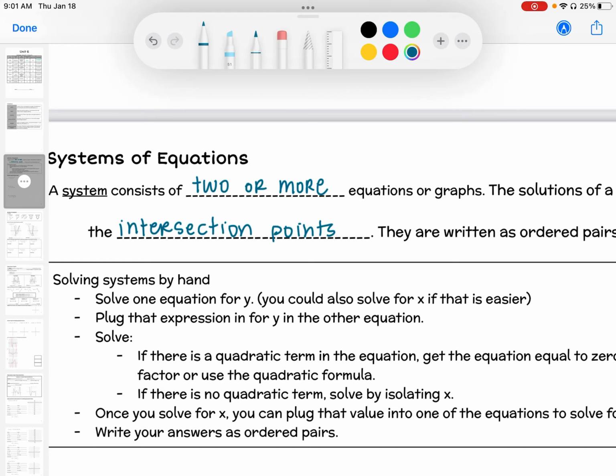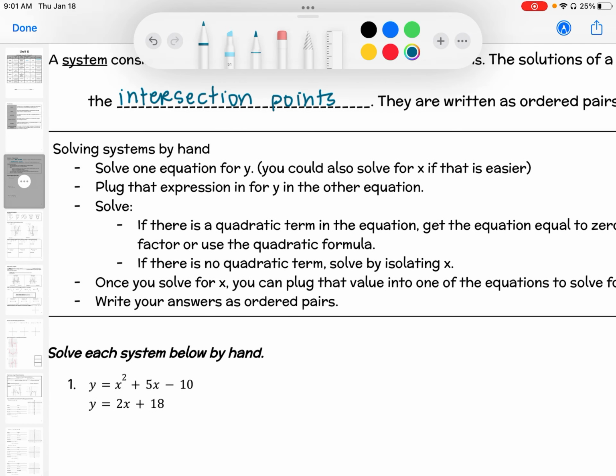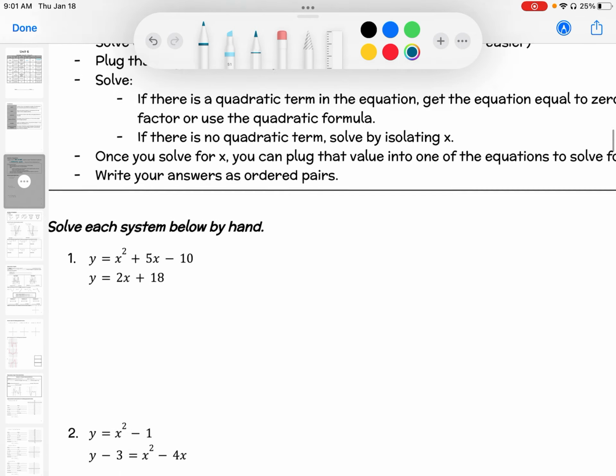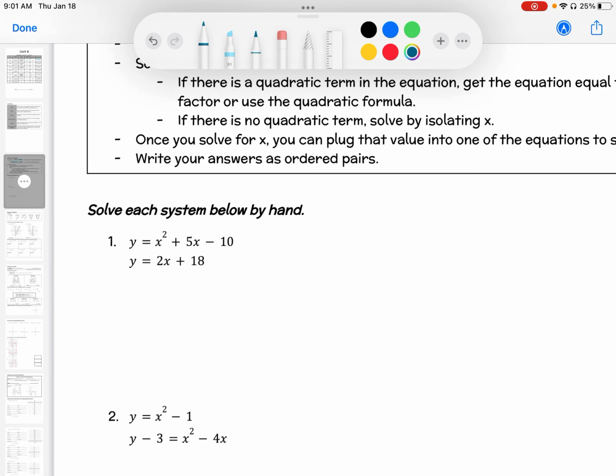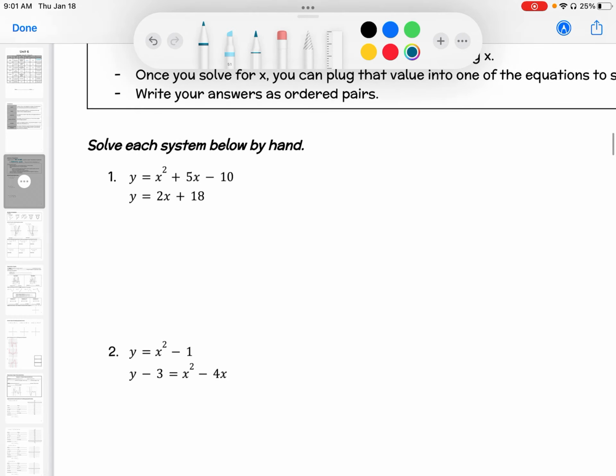So first thing we're going to do is solve these by hand. What we're going to do is a method called substitution. And these are going to be pretty basic. We're not going to go too difficult with these. They should be pretty straightforward to solve, hopefully. Because both of our first two examples are already in y equals form, and they both equal y, we can take both of the equations that were given and set them equal to each other. So we would have x squared plus 5x minus 10 equals 2x plus 18.